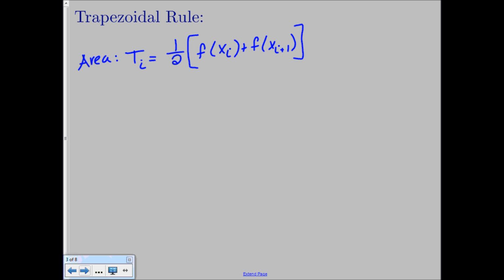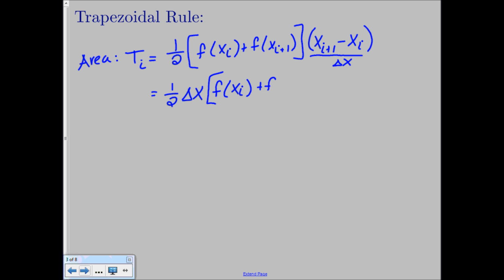And then times the base, or the width of the trapezoid, which in this case is just xi plus 1 minus xi. But if we simplify that, that's really just 1/2. And then this quantity over here is just delta x, because it's the difference between 2 consecutive x's that we're partitioning our interval up into. So we're going to get 1/2 delta x times f of xi plus f of xi plus 1.